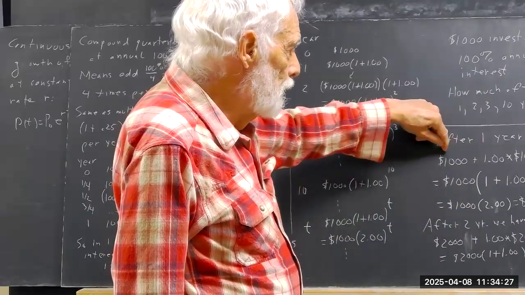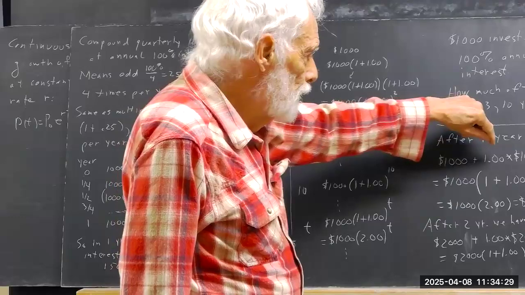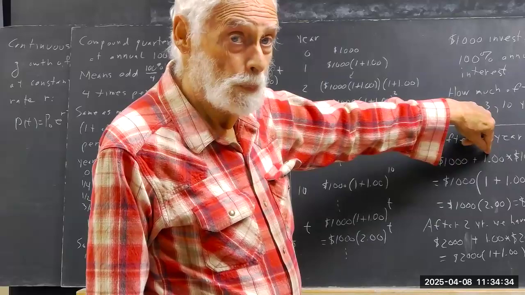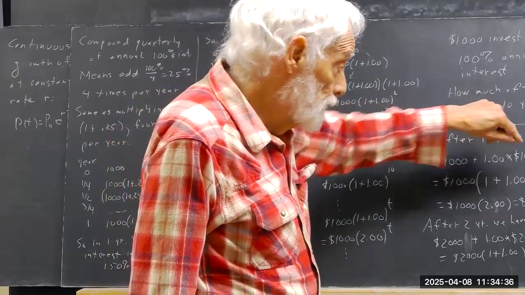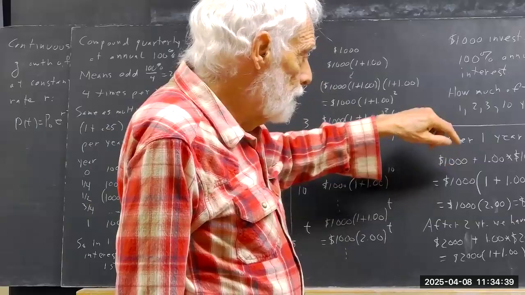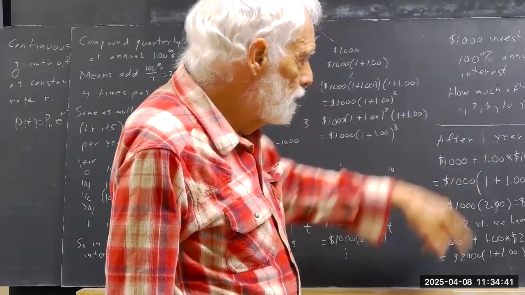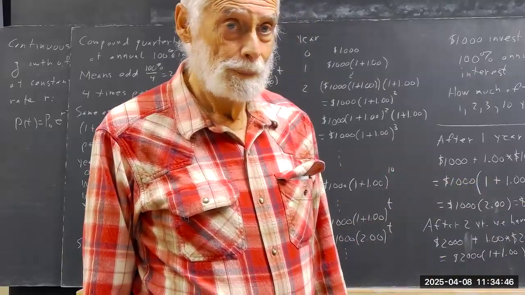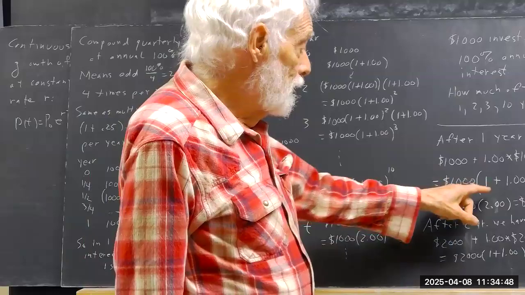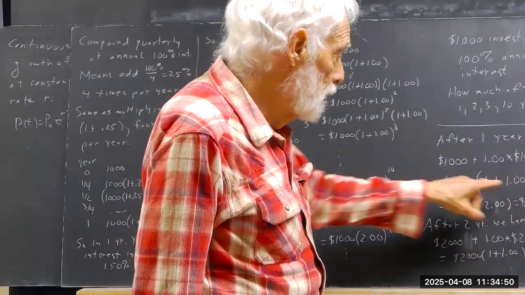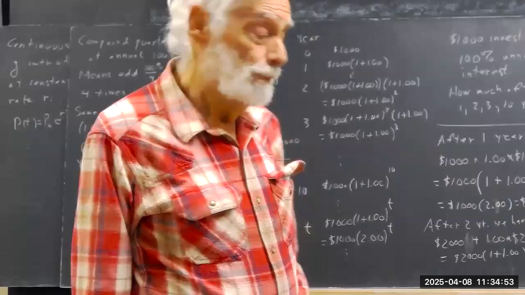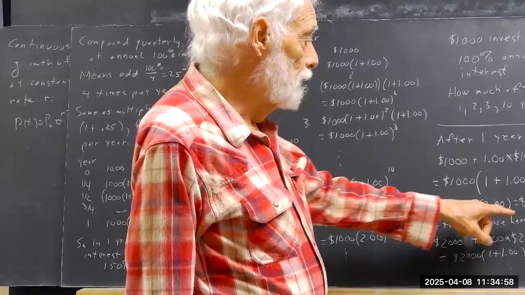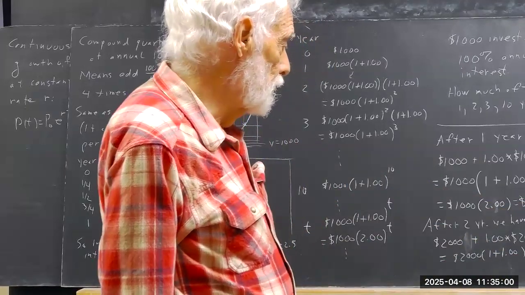Now, I say that's going to be $1,000 plus 100% of $1,000. You know, 100% is 1.00. So 100% of $1,000. I write that as $1,000 times 1 plus 1.00 to indicate you keep your interest and then you add 100%. And of course, that equals $1,000 times 2.00 or $2,000.